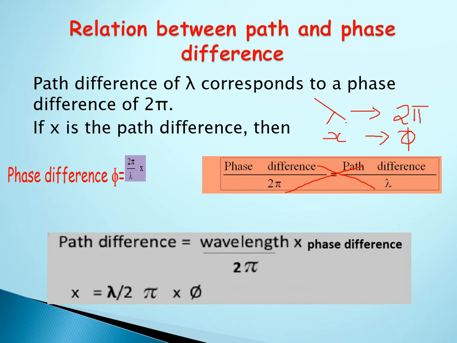Okay, so for lambda the phase difference is 2 pi. So for x, what will be the phase difference? Phi. Okay, what is the equation? Phi is equal to 2 pi by lambda into x. In other words, phase difference by 2 pi is equal to path difference by lambda. So path difference is equal to phase difference into lambda divided by 2 pi. So finally we get the path difference x is equal to lambda by 2 pi into phi. Okay, this we have to remember, then only we can do the rest of the things.